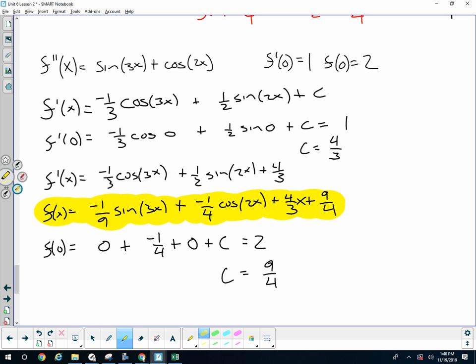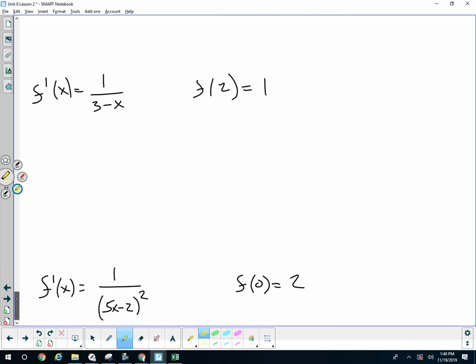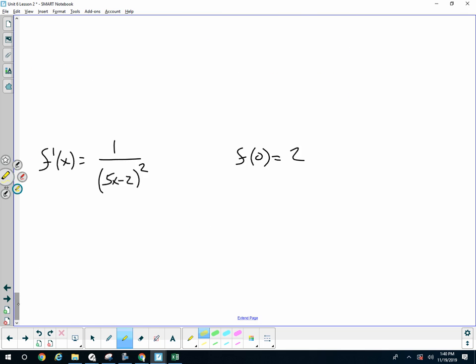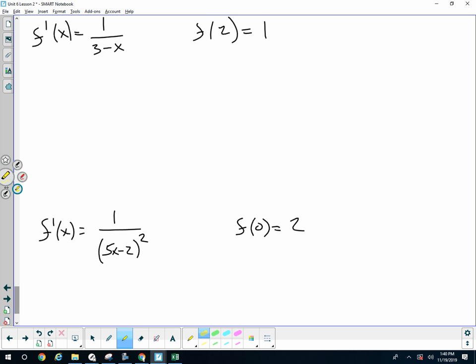Okay, two more. I like to end with these two to make sure we understand the differences. You see a 1/3 minus x. You see a 1/5x minus 2 squared. You could put this as a step to the first power so that you know, oh, the antiderivative involves a log. Versus the second one, since it's not to the first power, we'll use the power rule. We would rewrite this as 5x minus 2 to the negative second and use the power rule.